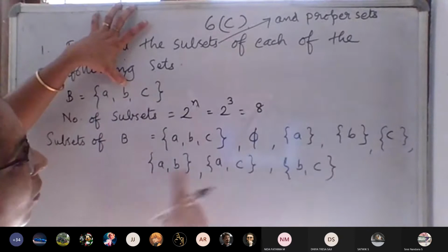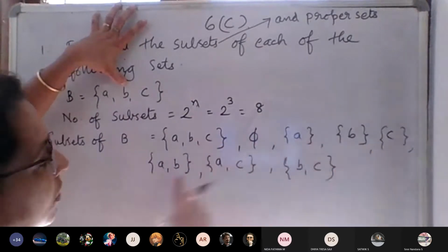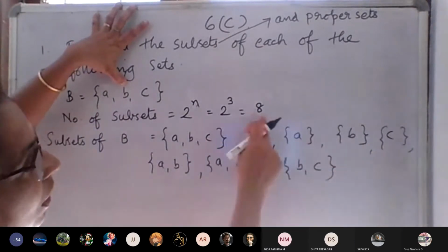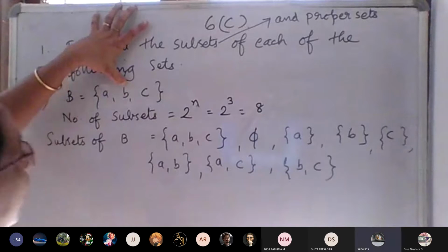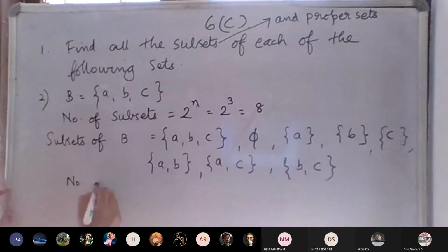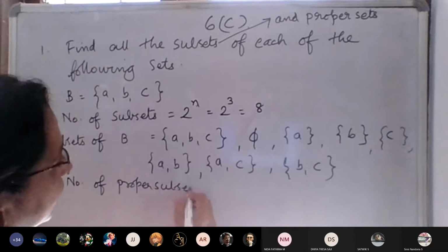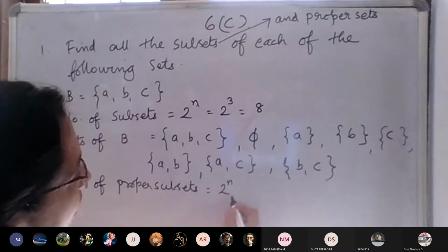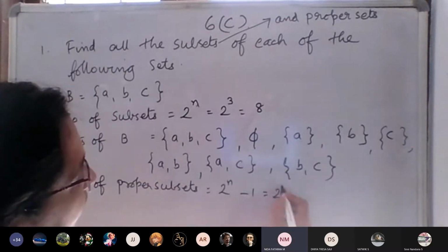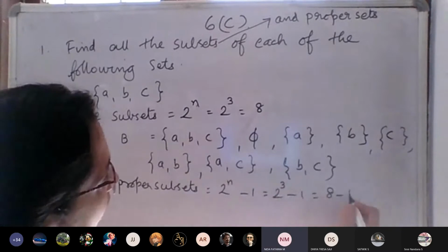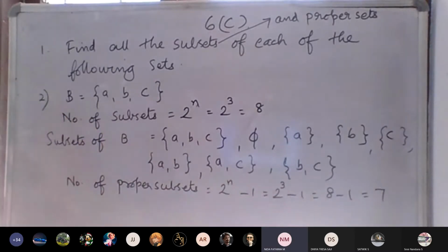Then next count it: 1, 2, 3, 4, 5, 6, 7, 8. Completed, no? 8. Number of proper subsets is equal to 2 raised to n minus 1, which is 2 raised to 3 minus 1, that is 8 minus 1, 7.